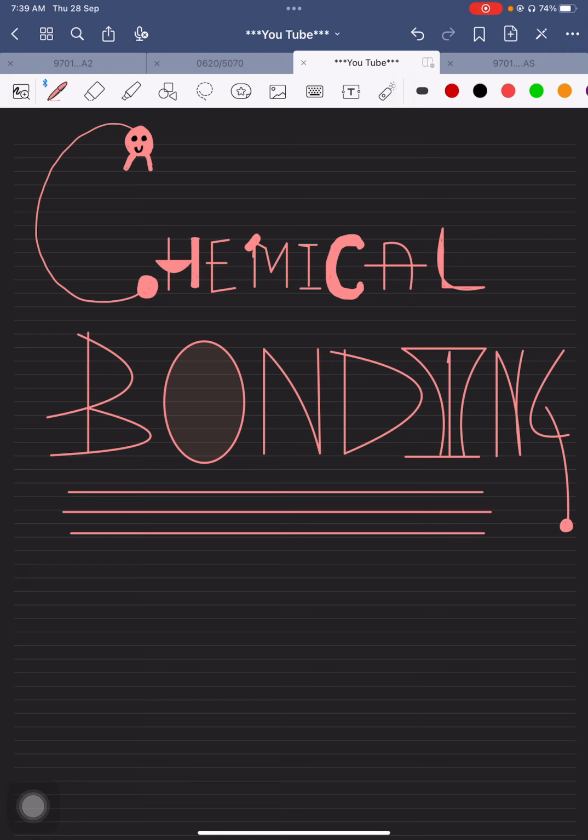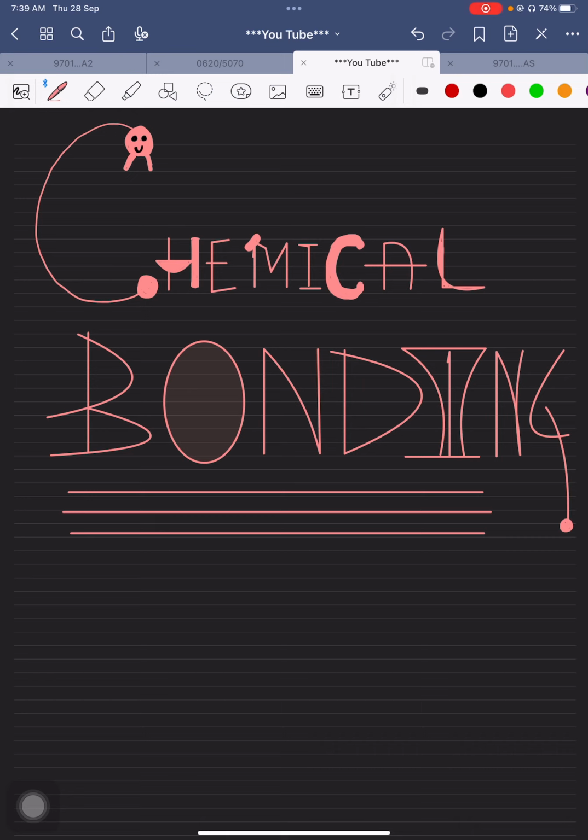Now we are moving to the next topic, which is called chemical bonding. Guys, before starting this topic, I would like to inform all of you that this is very, very important from the paper point of view. The examiner can ask questions related to chemical bonding, not only in the MCQ, but in the theory paper as well.